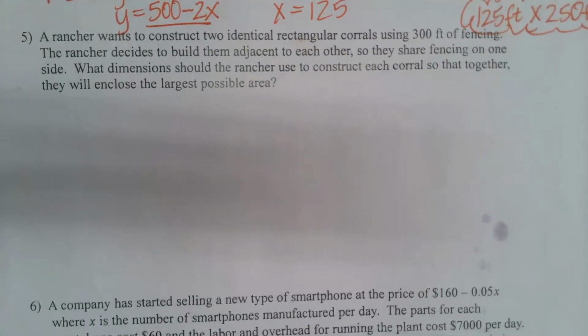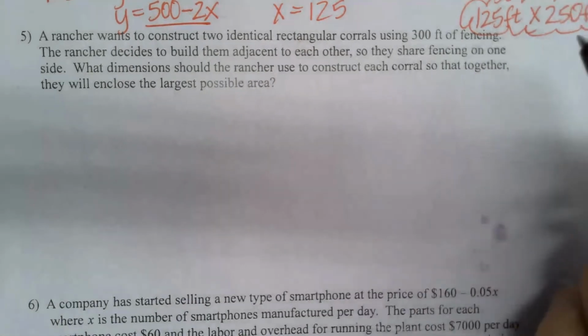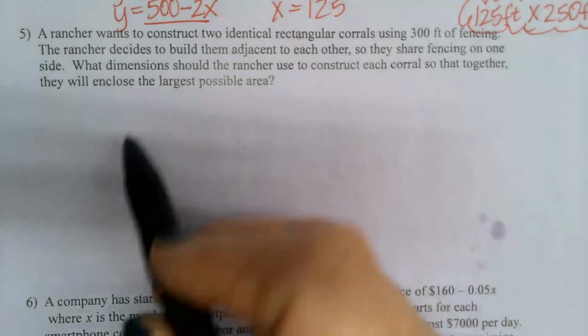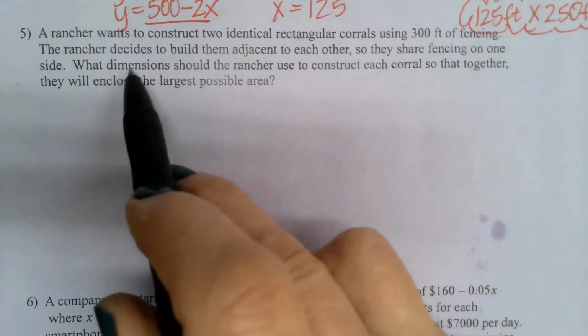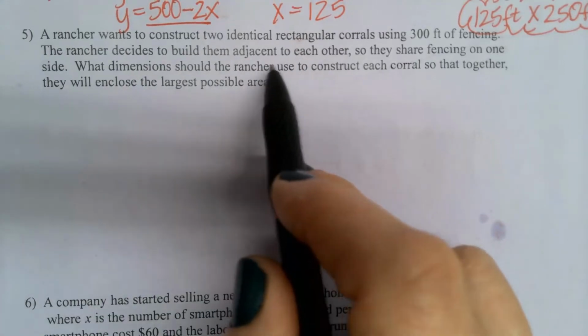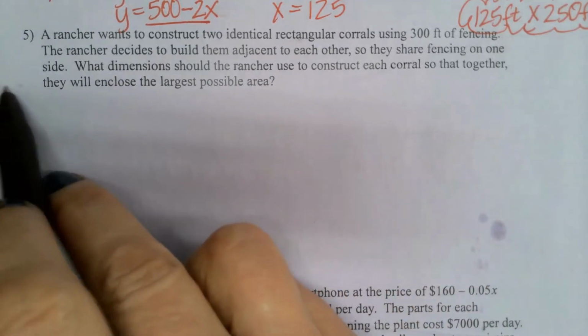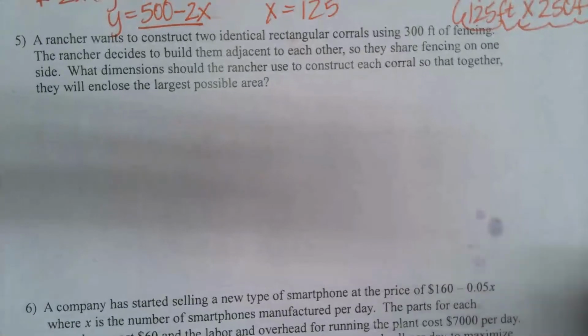But in this case, we have a rancher, and the rancher wants to construct two identical rectangular corrals. And so they are going to be adjacent to each other. And so that means they're going to share one side of fencing down the center. What dimensions should the rancher use to construct a corral?